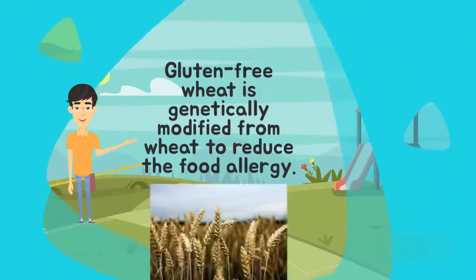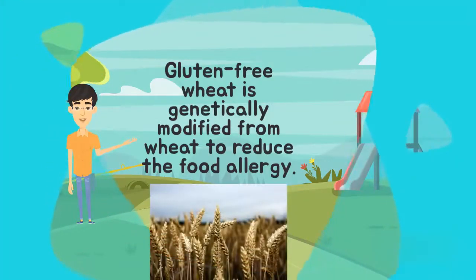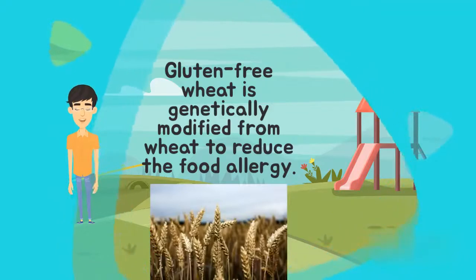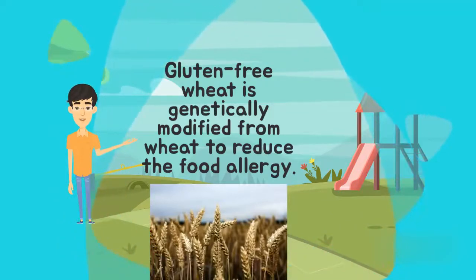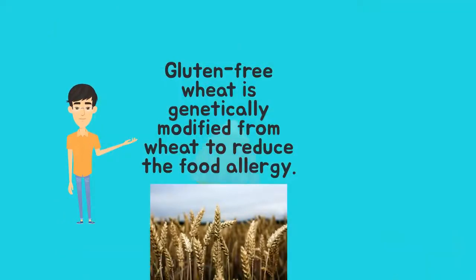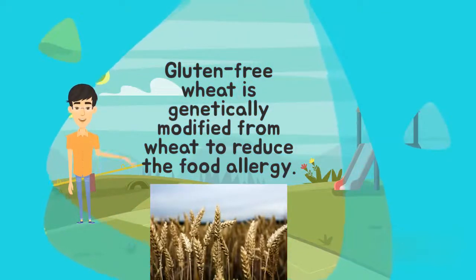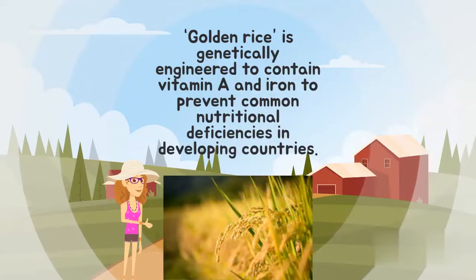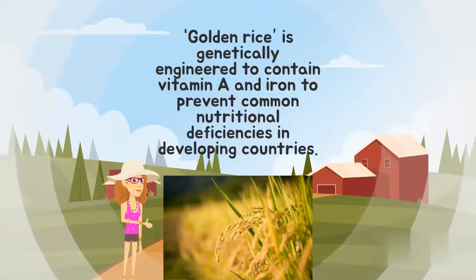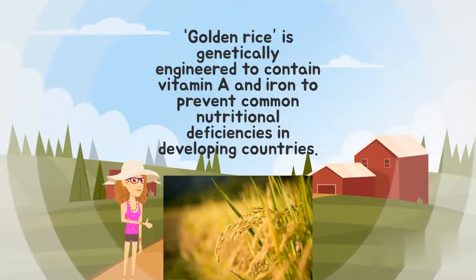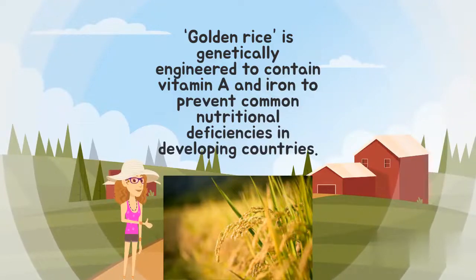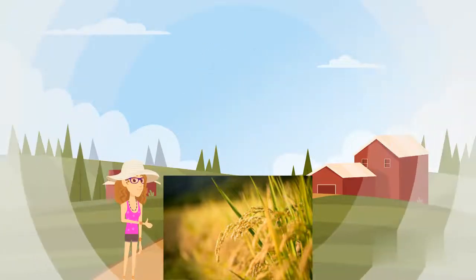Gluten-free wheat is also an example of a product of genetic engineering. The gene coded for the gluten which will cause food allergy is removed from the wheat during the genetic engineering process. The most well-known example is golden rice, which contains vitamin A and iron. These minerals can help to prevent common nutritional deficiencies in developing countries.